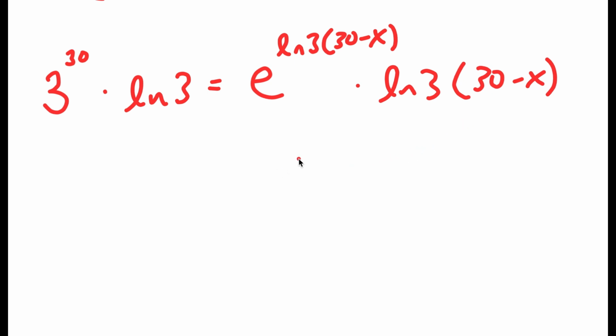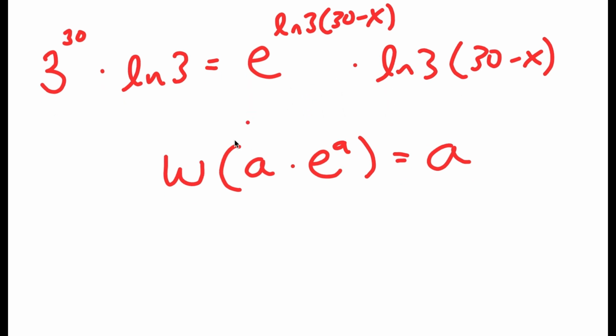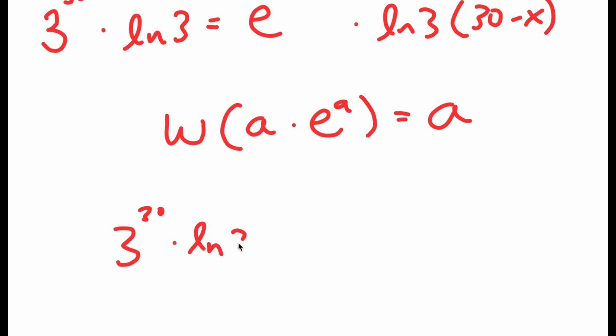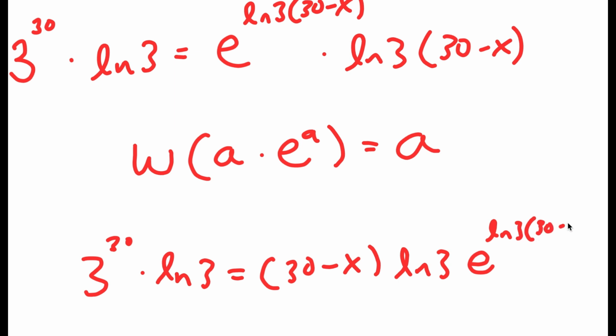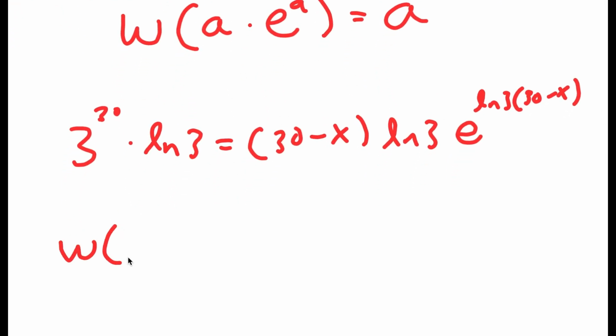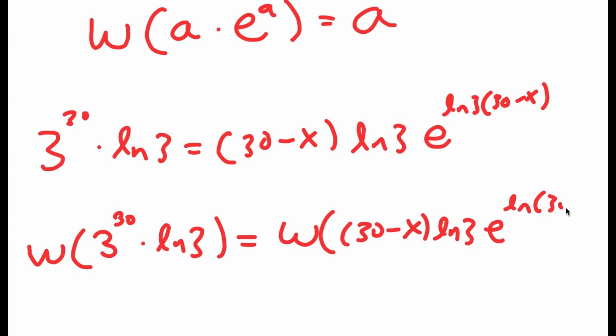Now, I'm going to be using something known as the Lambert W function. And if you guys don't know what the Lambert W function is, it states that if I take the W of something in the form a times e to the power of a, this is equal to a. So, let me rearrange this real quick as 30 minus x times ln 3 times e to the power of ln 3 of 30 minus x. And now, if I take the W of both sides, I have W of 3 to the power of 30 times ln 3 is equal to W of 30 minus x times ln 3 times e to the power of ln 3 times 30 minus x.